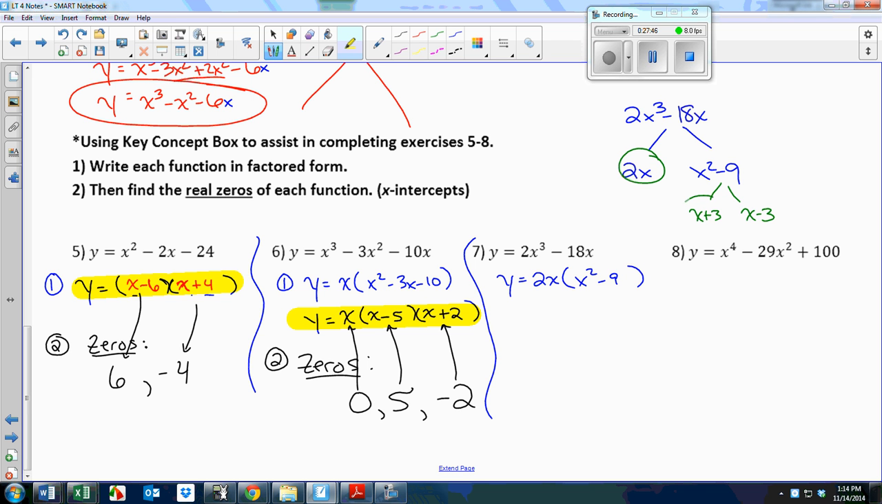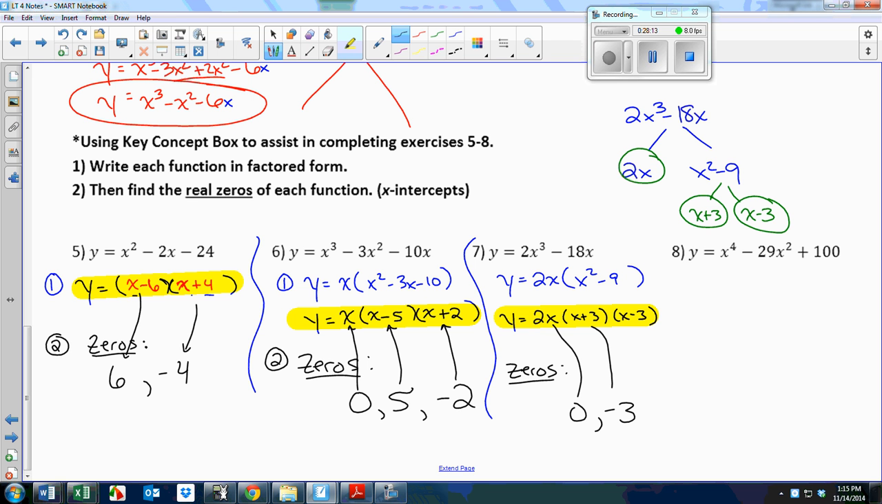So you end up with 3, well, technically 4 factors. You end up with 2 times x, that's technically 2 factors, times x plus 3 times x minus 3. Completely factored form. And your zeros? The x would say that 0 is a 0. The x plus 3 would say negative 3 is a 0, and the x minus 3 would say 3.